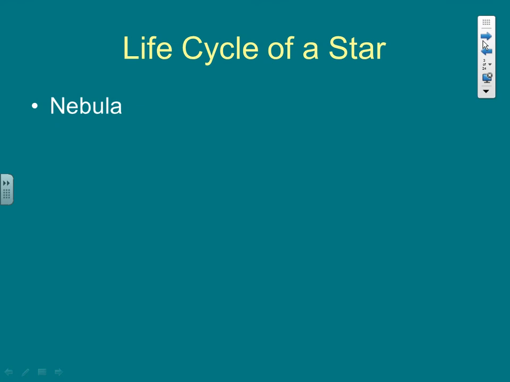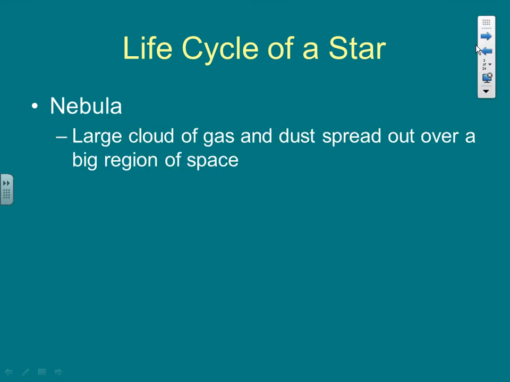So, we start off as a nebula. And a nebula is just a big cloud of gases and dust spread out over a really big region of space. Where does it come from? Generally, it comes from an old star. And sometimes it could be left over from the Big Bang Theory, whatever it might be. But anything that's in our universe right now started at the Big Bang. We just keep recycling it over and over again.